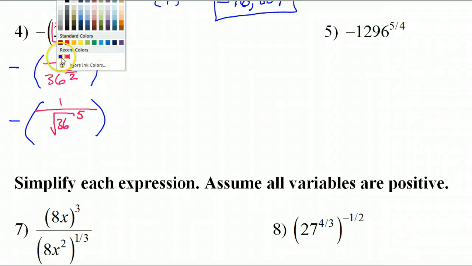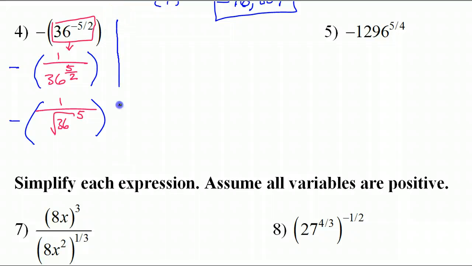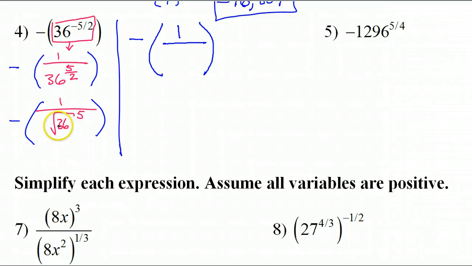So as I go ahead and do that, let me wrap it around up here. So I've still got the negative, still got the parentheses, still got the 1 over, but I have the square root of 36 is 6. So that means I have 6 to the 5th power.